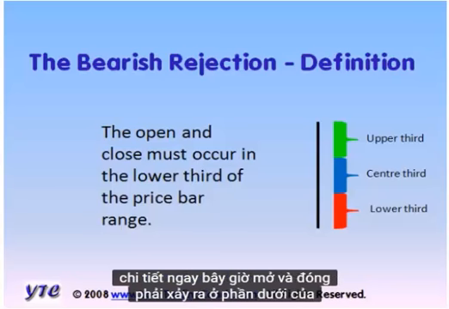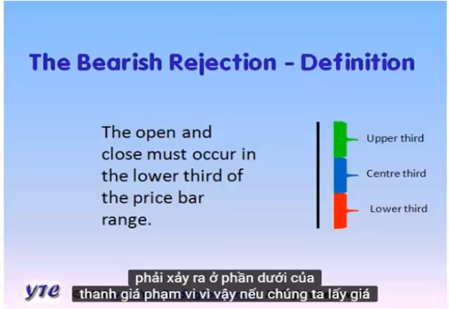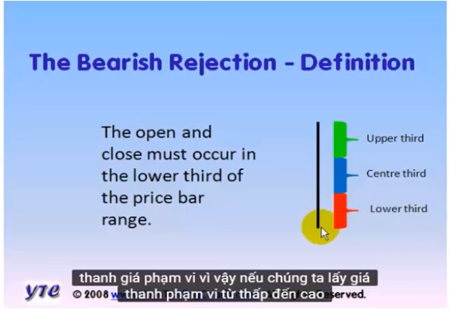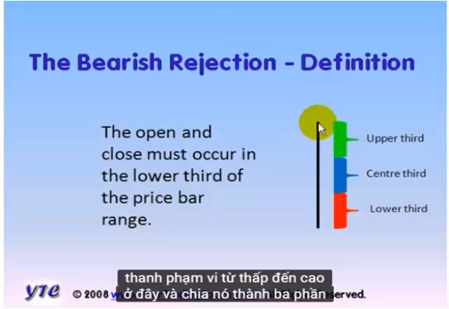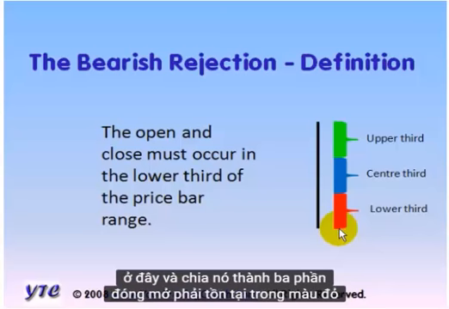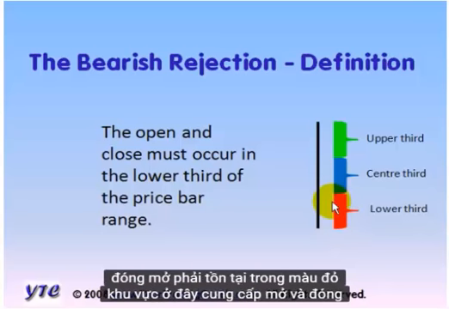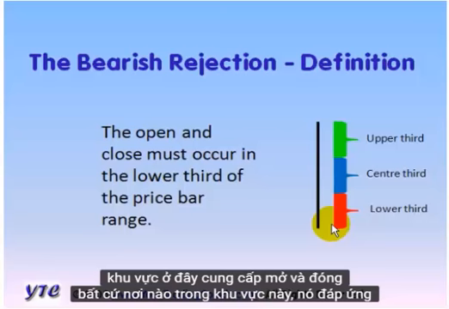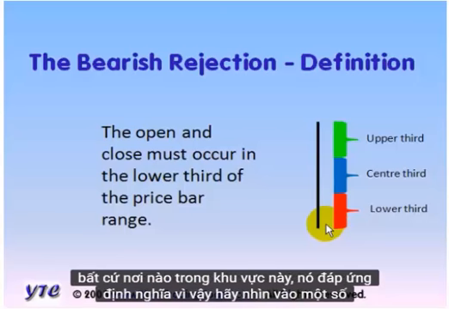The open and close must occur in the lower third of the price bar range. So if we take the price bar range being from the low to the high here and divide it into thirds, the open and close must exist within the red region here. Provided the open and close are anywhere within this area, it meets the definition.